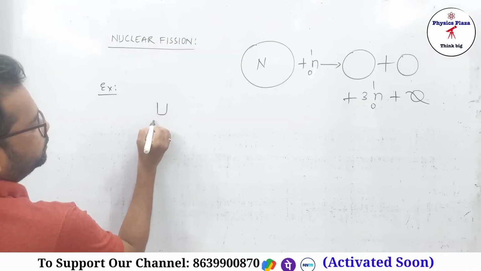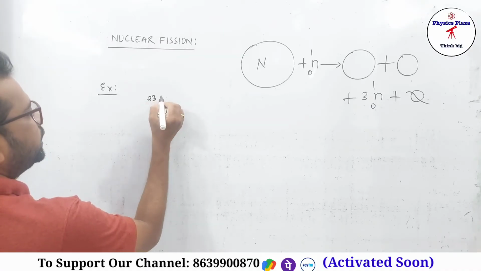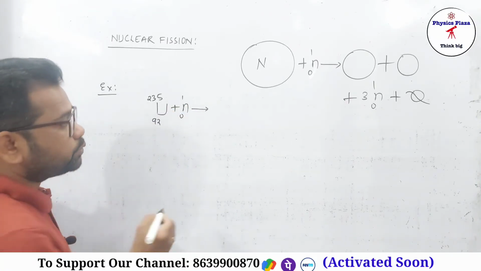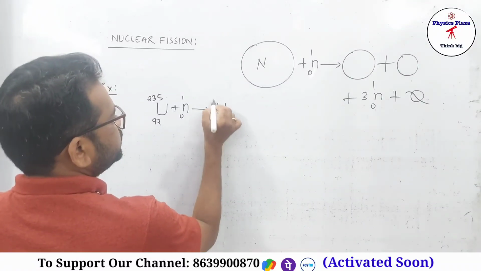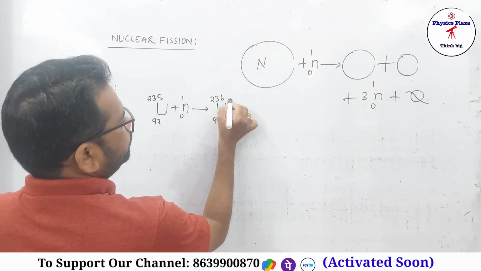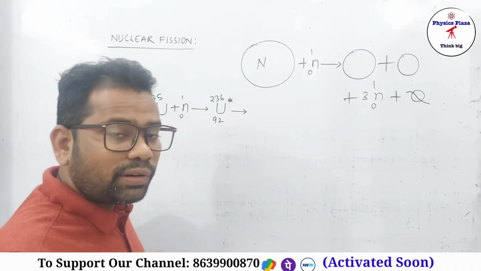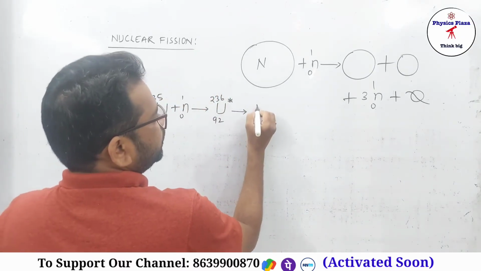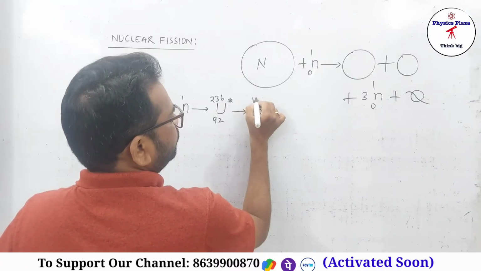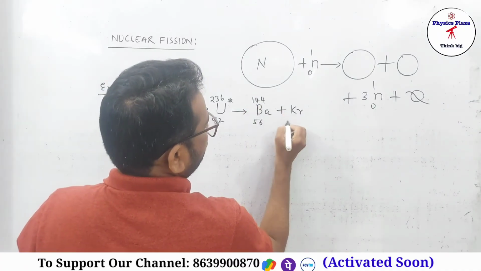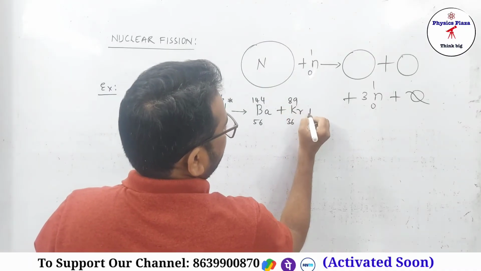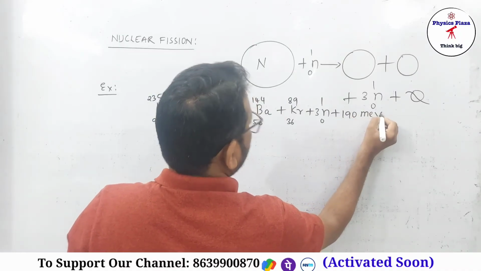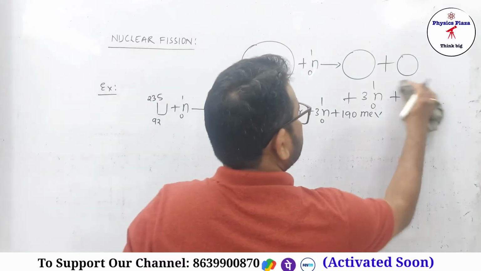Let us take uranium 92-235. When it is bombarded with a neutron, children, what will happen? The uranium will absorb it, then convert into uranium 92-236. Here I am putting a star, which is more unstable. Then immediately it will undergo decay. It will split into two nuclei: barium 56-144 and krypton 36-89, and 3 neutrons are released, followed by 190 mega electron volts. Very important.